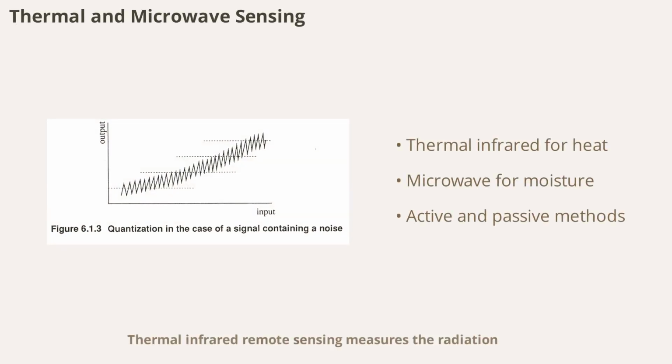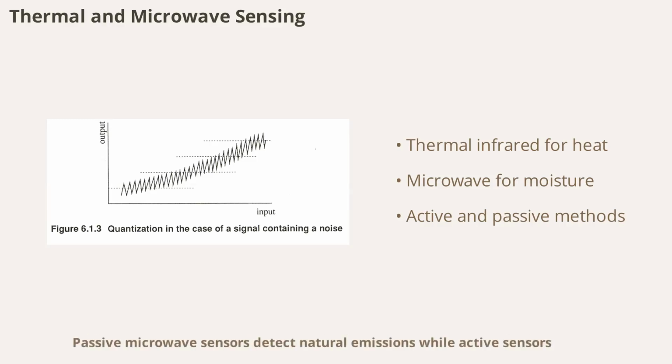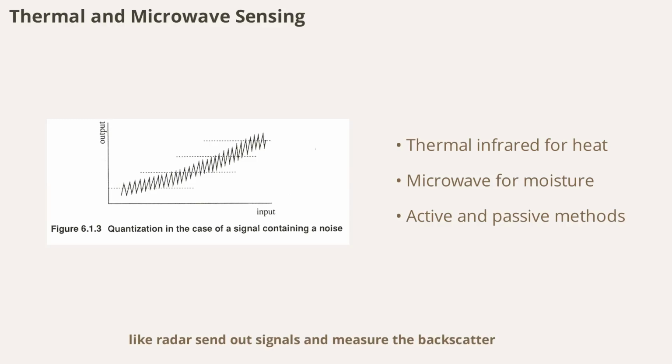Thermal infrared remote sensing measures the radiation emitted by objects due to their temperature. This is particularly useful for detecting heat patterns, such as in urban heat islands or volcanic activity. Microwave remote sensing includes both passive and active methods. Passive microwave sensors detect natural emissions, while active sensors like radar send out signals and measure the backscatter. These techniques are valuable for monitoring soil moisture, vegetation, and even ice cover.